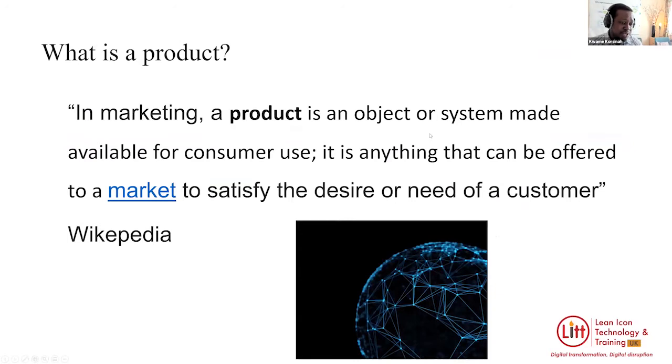So what is a product? In marketing, a product is an object or system made available for a customer or for a consumer to use. It's anything that could be offered to a market to satisfy the desire or need of the market. A product can be used internally within a business. And when a product is being used internally, the customers are the staff who are within that particular business.